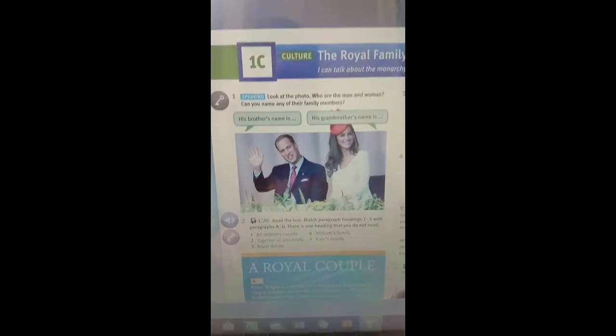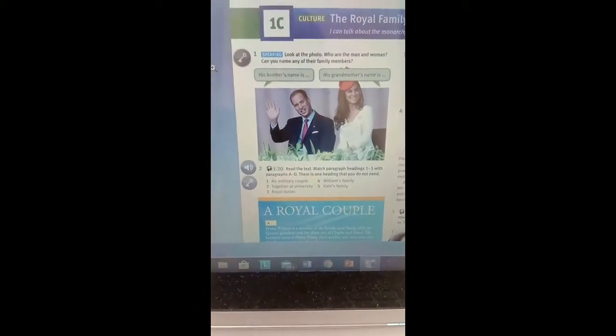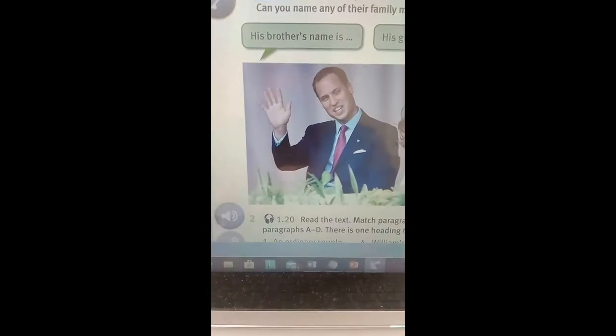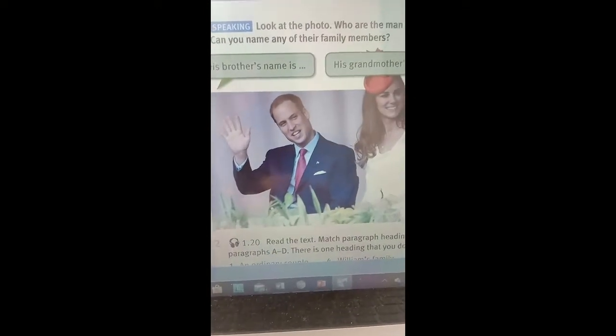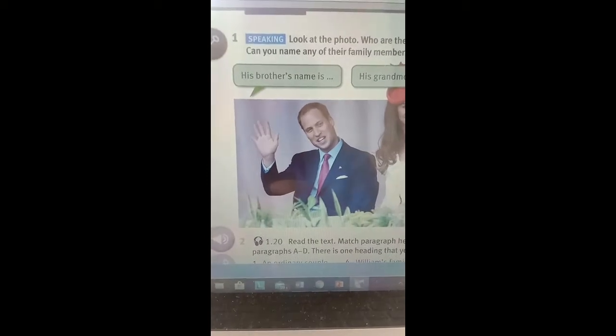So we're going to read and listen to this article, The Royal Couple, and then you can fill in the heading for each paragraph.